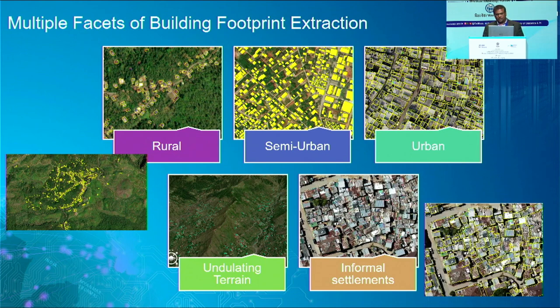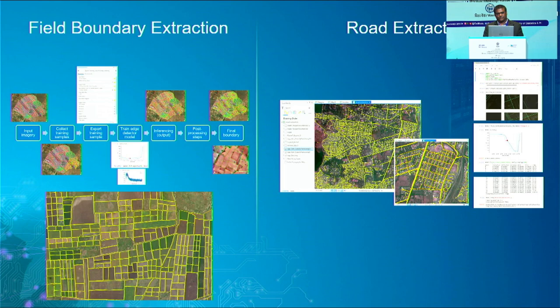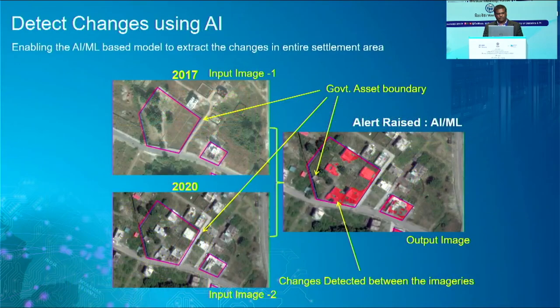So a solution has to be able to do all of these things quickly, and that's where the beauty of a model can come in. So this is the workflow. Similarly, how we have done it for buildings, you can see this is what we can do for field boundary extraction and roads. All of these are available, which can be tested and tried with your data.